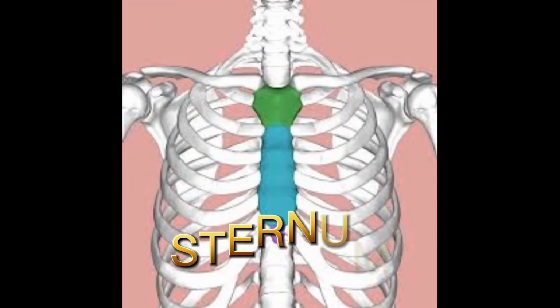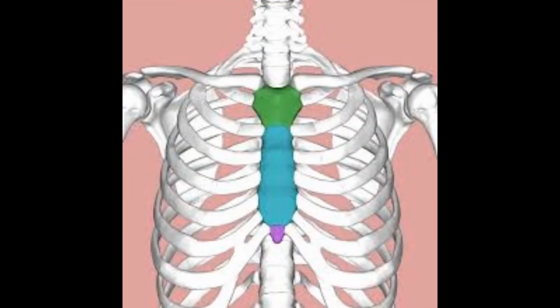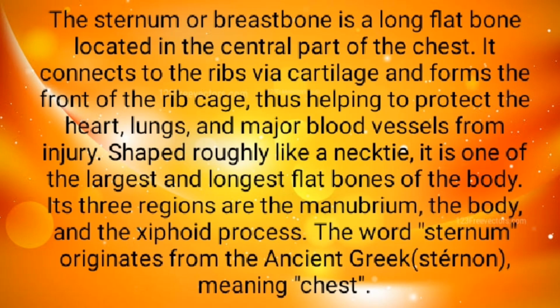The second one is the sternum. The sternum, or breastbone, is a long flat bone located in the central part of the chest. It connects to the ribs via cartilage and forms the front of the rib cage, thus helping to protect the heart, lungs, and major blood vessels from injury.